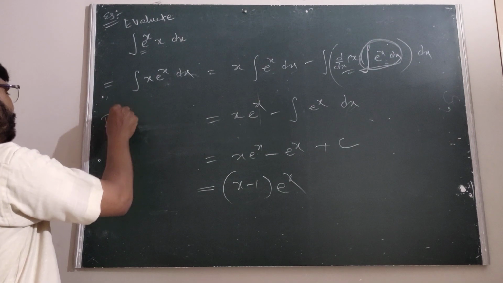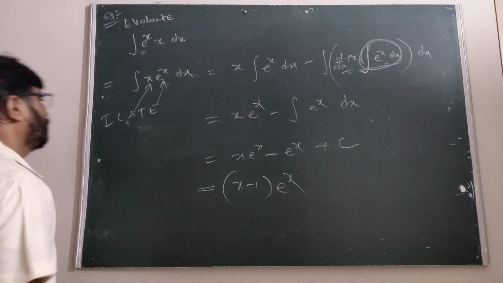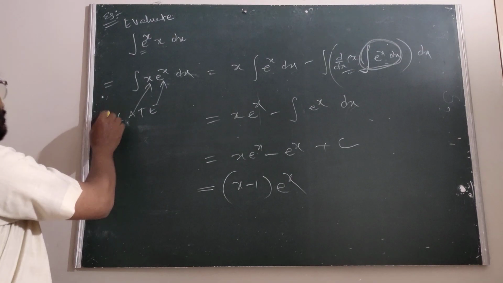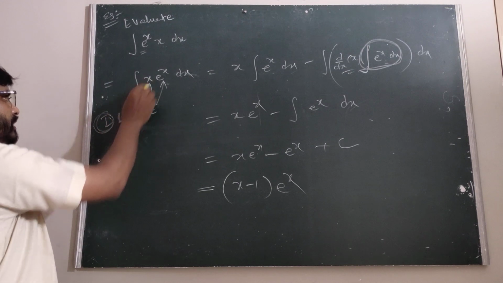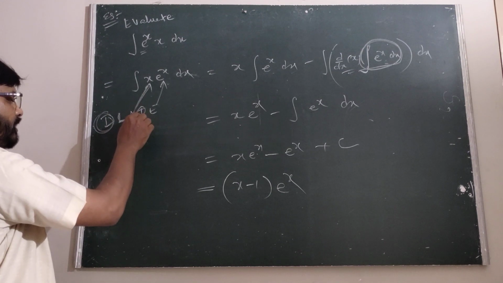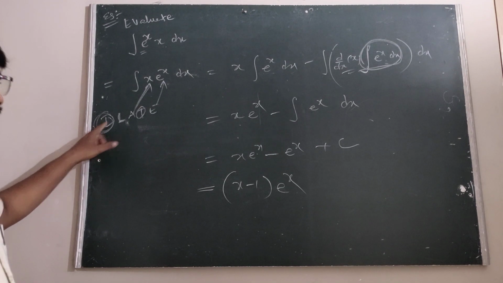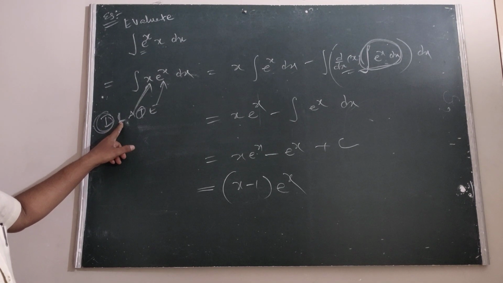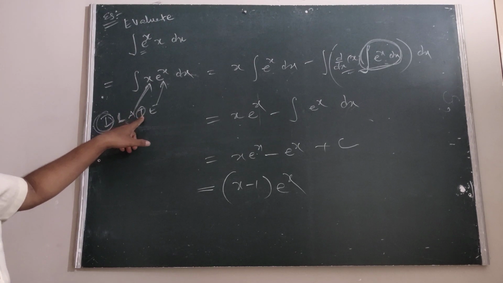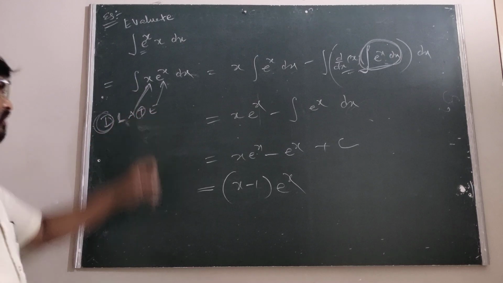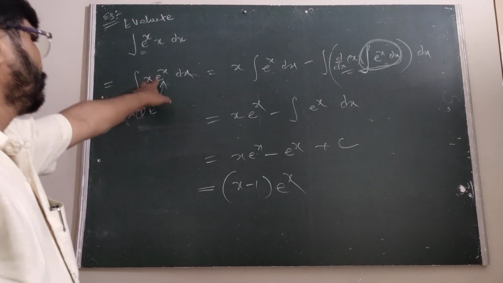We are taking the method here, ILATE. Here E is the exponential, A is the algebraic function, I is the inverse trigonometric, L is the logarithmic, T is the trigonometric function. I means sin inverse x, cos inverse x, tan inverse x. Logarithm, log x square. Algebraic, x square, x cube. Trigonometric functions, sin x, cos x. Exponential functions, e power x, a power x. So how to solve this one? This is u, this is v.